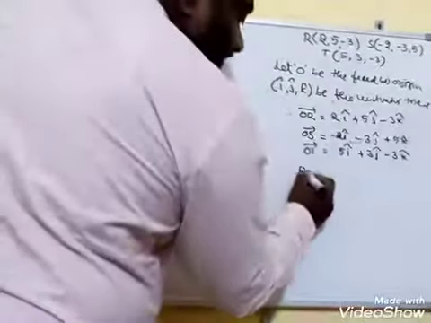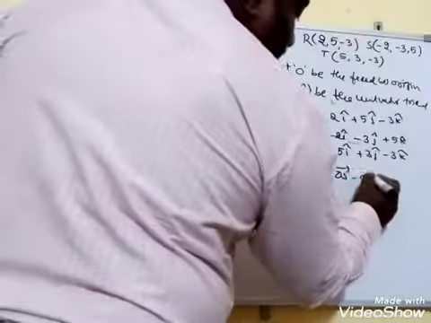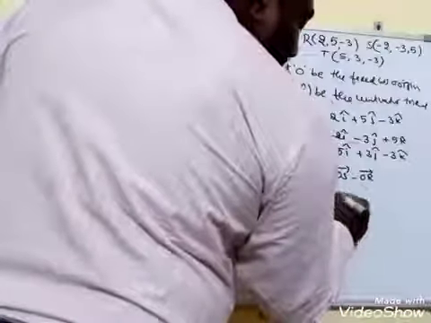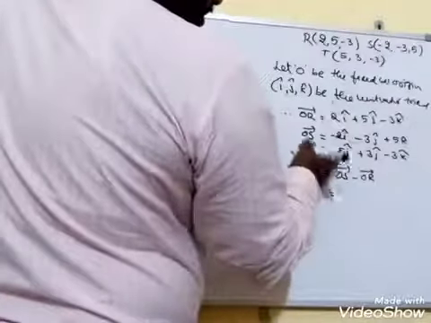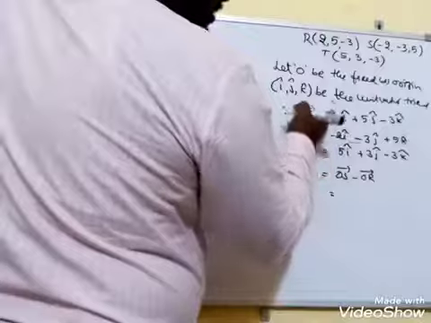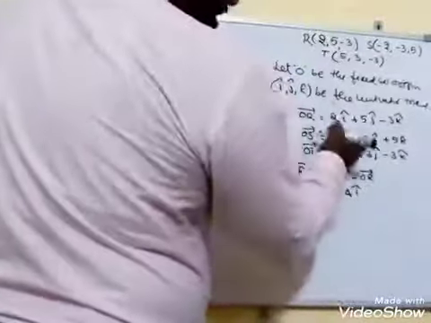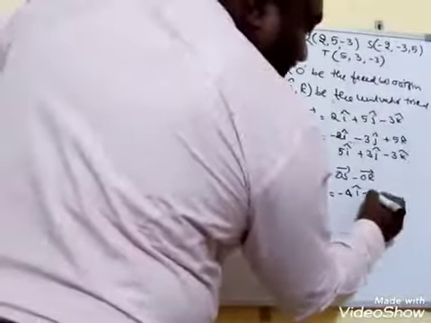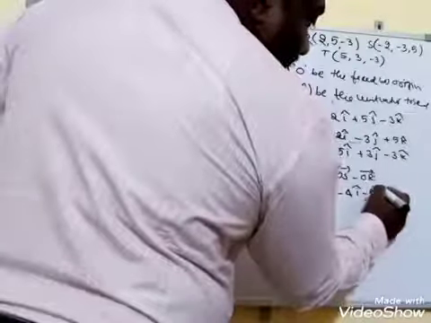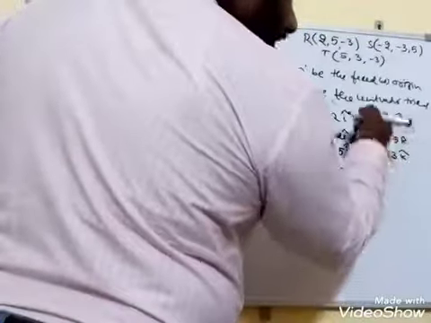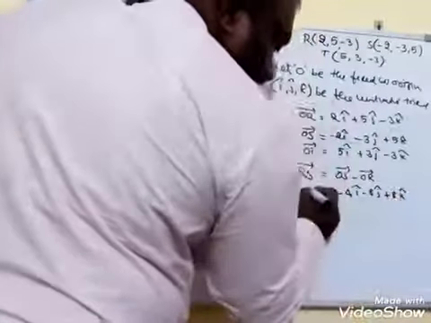What is the RS bar formula? RS bar is nothing but OS bar minus OR bar. Observe there: OS bar minus OR bar. Minus 2i minus 2i gives minus 4i, minus 3j minus 5j gives minus 8j, and 5k plus 3k gives plus 8k. This is the RS bar.